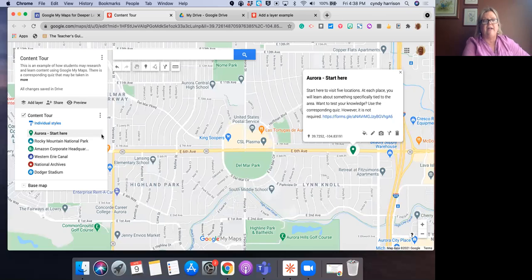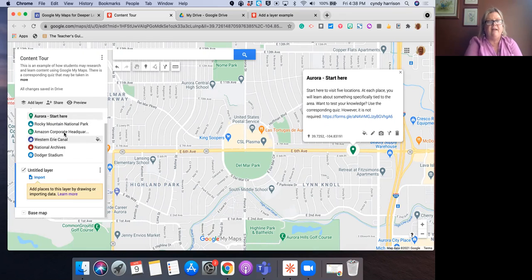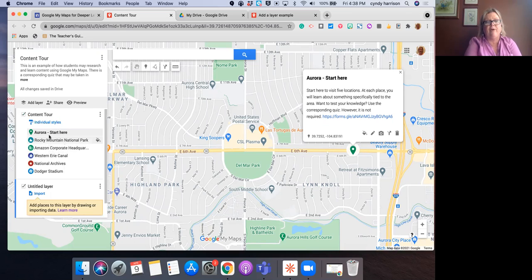So I am starting here. What I did on this particular layer is I just called it the content tour. We could add a different layer, and you can see it doesn't have that individual styles, but I came through each one, and you'll see that I used a different icon at each location. I have you starting here at Aurora, because I also put the form, you can see where I've included the form in here. Otherwise, it doesn't matter where you go. You can do the quiz with it, or you don't have to.